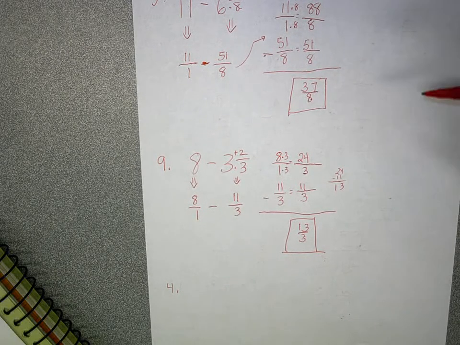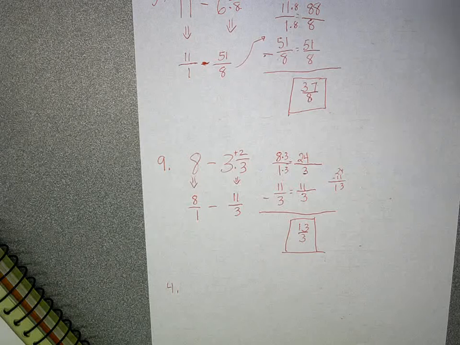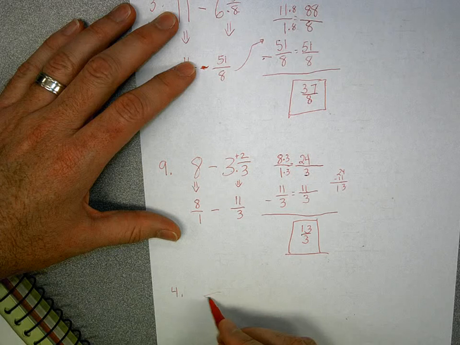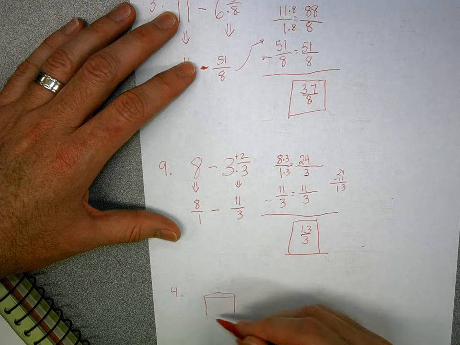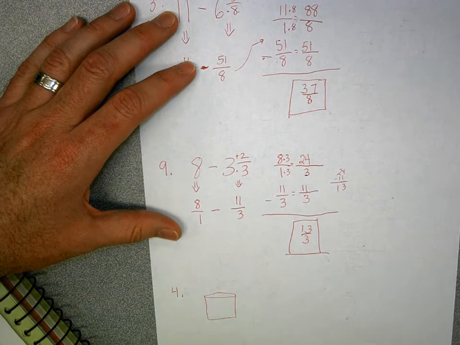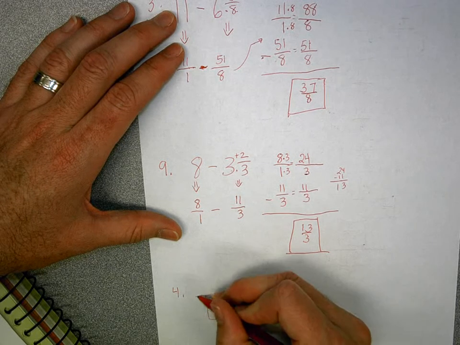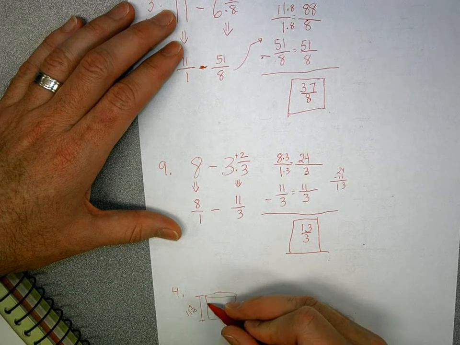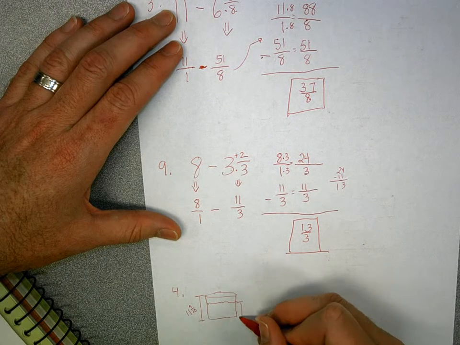So it says, read along with me, quietly. A hybrid car's gas tank can hold 11 and 9 tenths gallons of gasoline. It contains 8 and 3 fourths gallons of gasoline. How much more gasoline is needed to fill the tank? Okay, so for those of you that struggle with word problems, you can easily build a gas tank cylinder. It's just saying it can hold this much, which is 11 and 9 tenths. It says it has in it this much, which is 8 and 3 fourths.